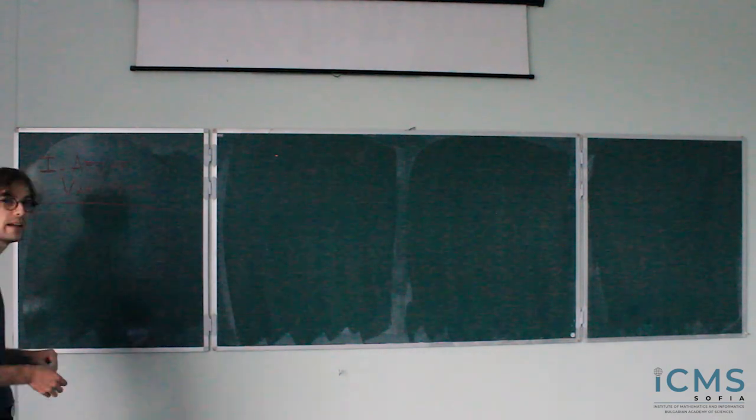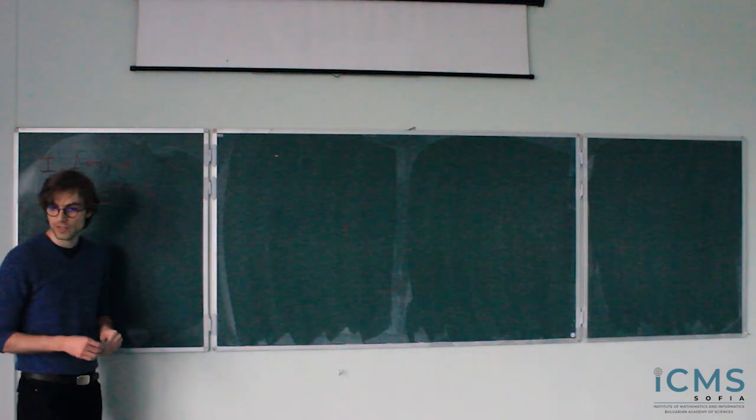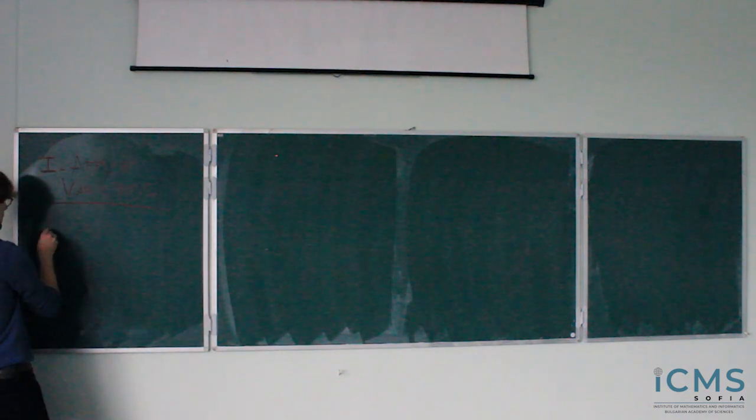So I will use a couple of references. They are minimal in the sense that they are few, but they are very accessible and very well written. They are classical. So the first reference I'm going to use and abbreviate as IM is Atiyah-Macdonald's Introduction to Commutative Algebra. Very classical.